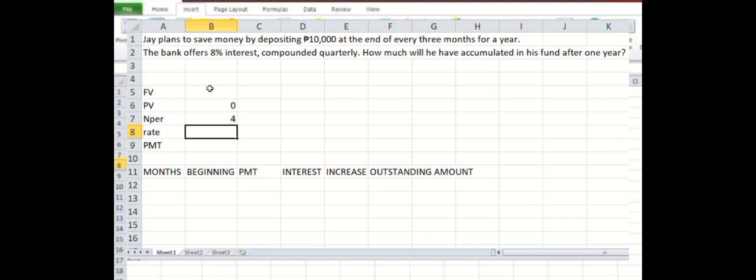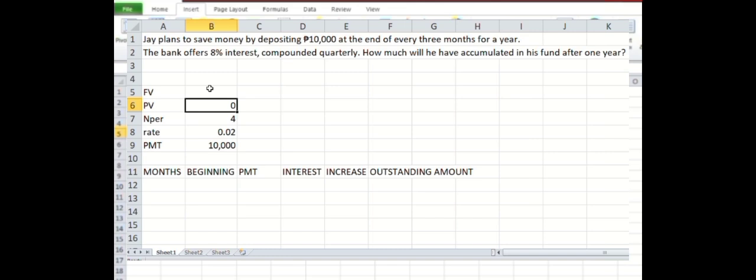It is 0.02. Why 0.02 and not 0.08 for the 8% interest? It is because the formula for getting the rate for the sinking fund is the nominal rate divided by the number of conversions per year. So the nominal interest rate is 8% divided by 4. So we've got a result of 0.02. And for the PMT, we have 10,000.